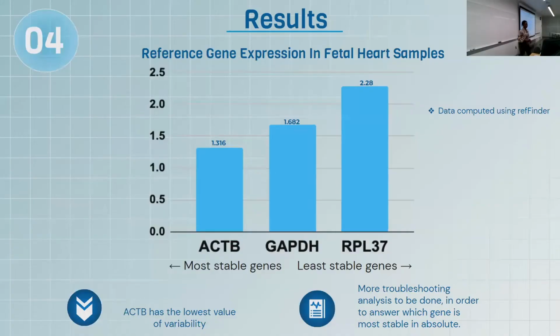In order to normalize data, stable reference genes are required. I looked at nine reference genes in total, and these are the three most stable ones: beta-actin, GAPDH, and RPL37. Out of these three, beta-actin seems to be more stable in comparison to the other two.